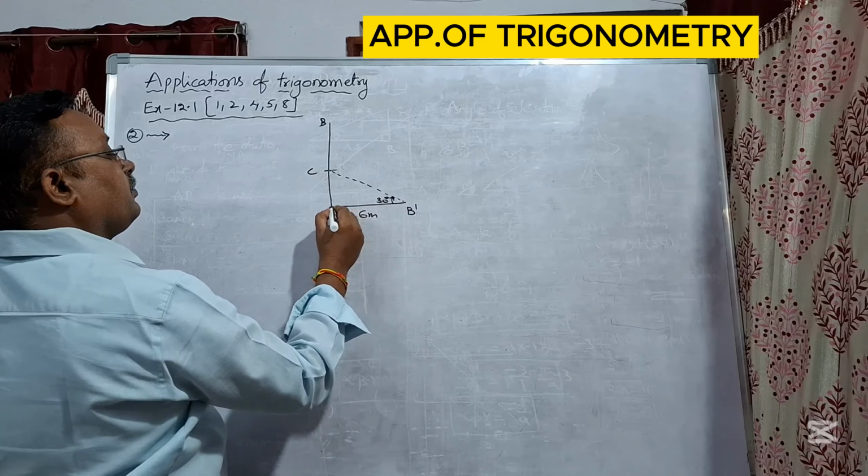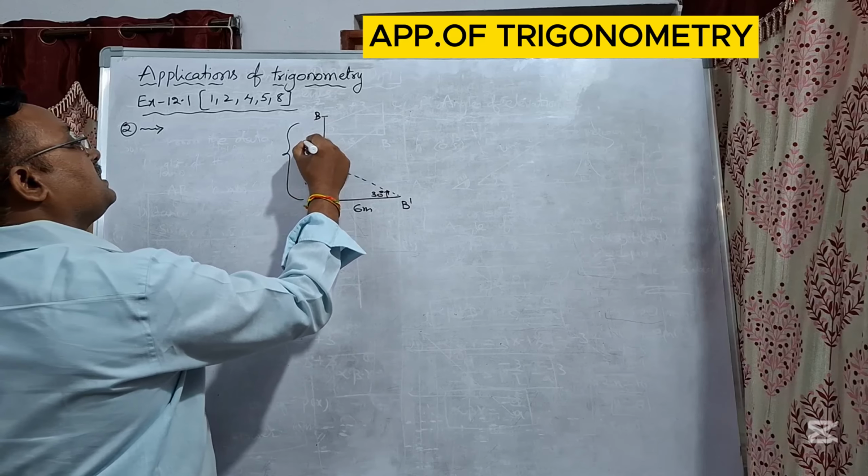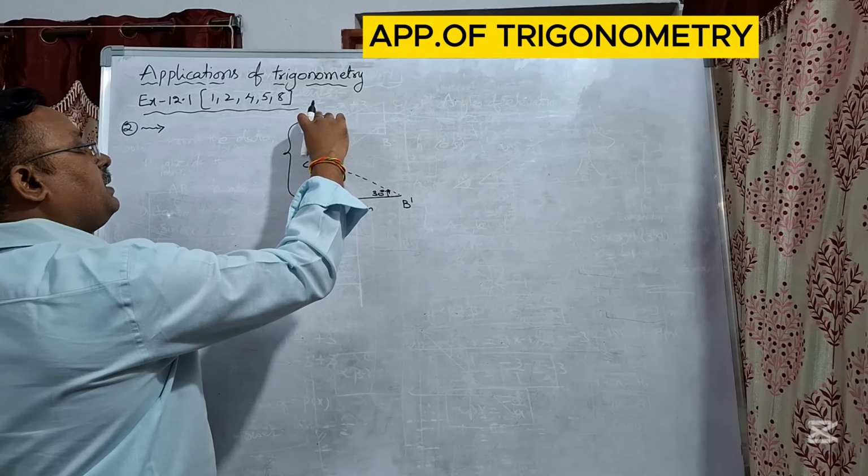So we need the height of the tree AB, where it is broken at C and the upper part is falling down, making an angle of elevation with the ground of 30 degrees at a distance of 6 meters from the foot of the tower. To find AB, it is nothing but the AC part plus the CB part. Clearly, the CB part is nothing but the CB dash part. So we want to calculate the AC value and the CB dash value. That is our requirement. For that, how do we apply trigonometry?